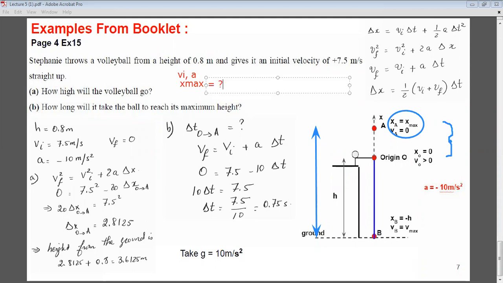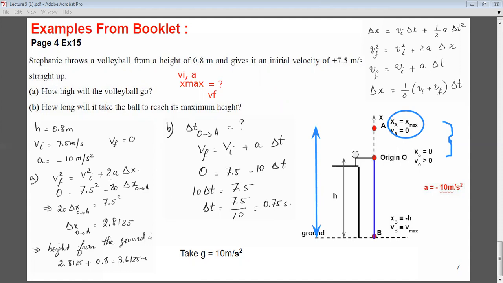So what's happening at x maximum? What do we know? We know also V final at x maximum, right? So we have the initial, we have acceleration, we have V final, and we want to get delta x from O to A. Which equation can help me do this? I have the initial, I have V final, I have A, I need x maximum. I also use the second equation. So V squared final equal V squared initial plus 2A delta x. How much is V final? It's stopped because this is the highest position, so it's 0. V initial is 7.5, it's given.